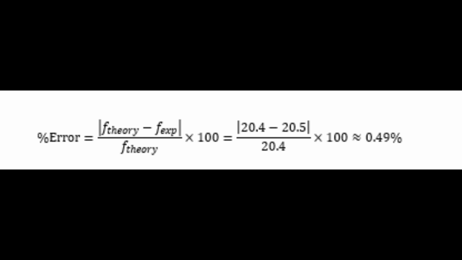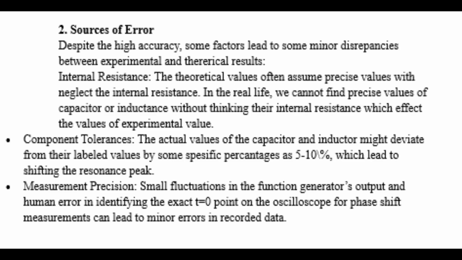Finally, I conducted a thorough error analysis by comparing my experimental resonance frequency of 20.5 Hz with the theoretical value. By using the percentage error formula, I validated the accuracy of my setup. The minor discrepancies I encountered were meticulously analyzed and attributed to factors like the internal resistance of the inductor and component tolerances. In conclusion, this experiment successfully demonstrated the frequency response and resonance characteristics of a series RLC circuit.